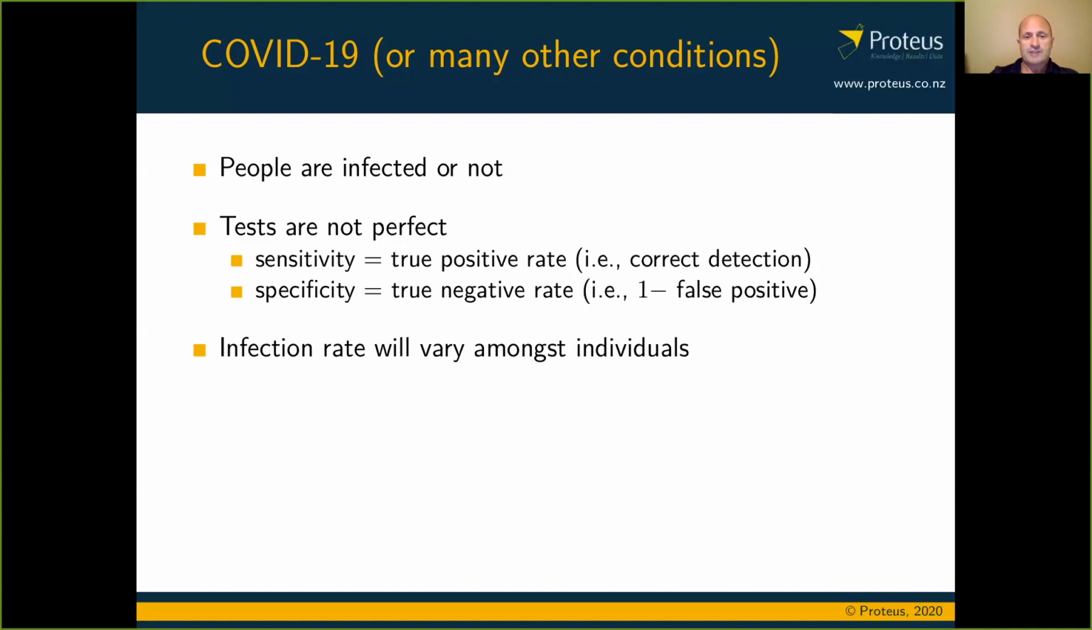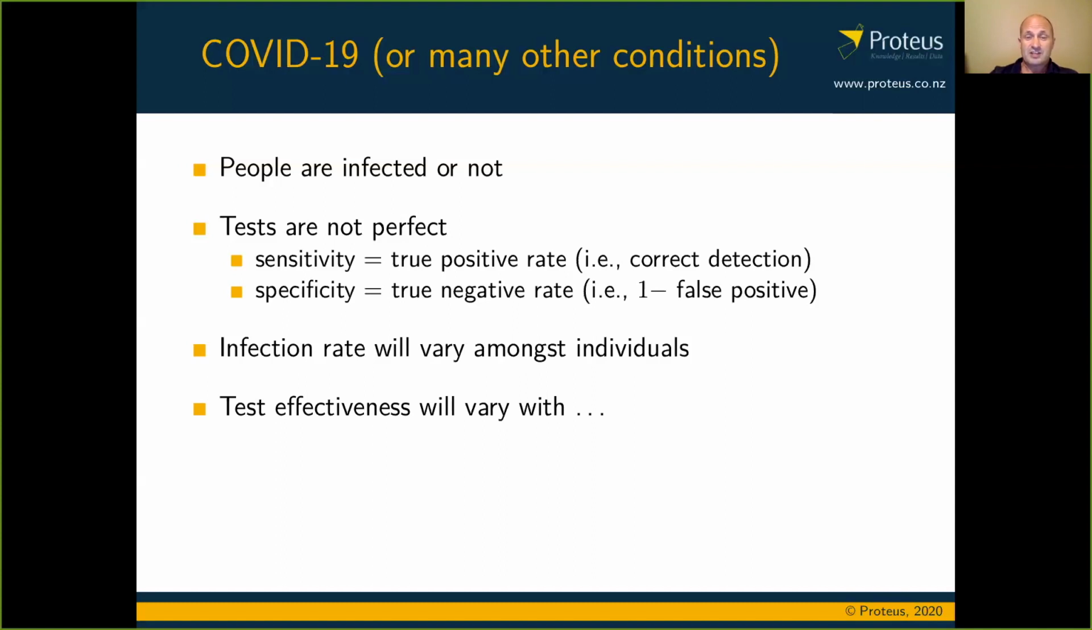Now, the infection rate will probably vary amongst individuals. The probability that a person has COVID-19 appears to depend upon their age, perhaps where they've travelled to, their occupation, whether a health worker, a school teacher, or things of that nature. So there are lots of covariates or predictive variables that we could potentially bring into an analysis to look at how COVID-19 is infecting people across populations.